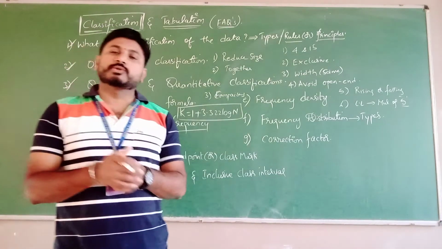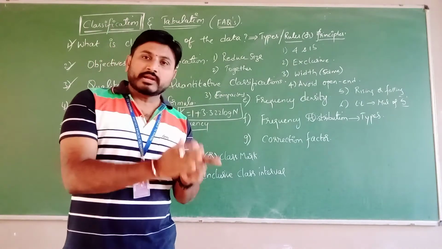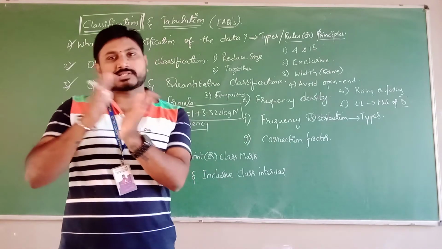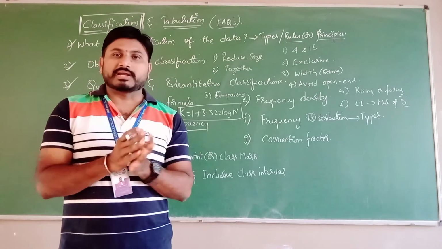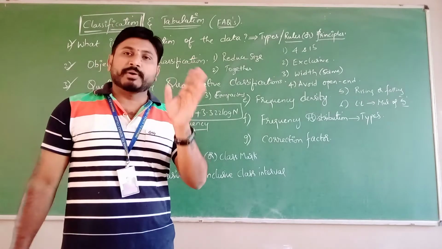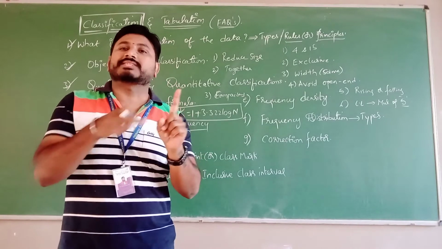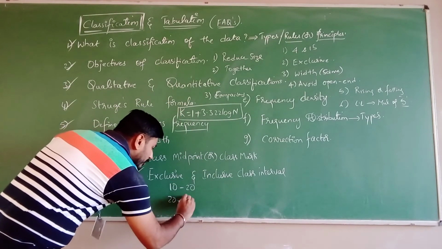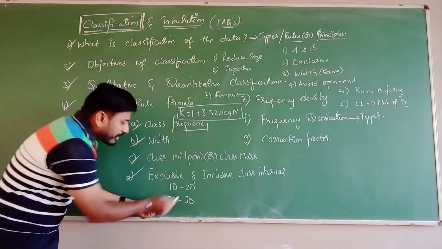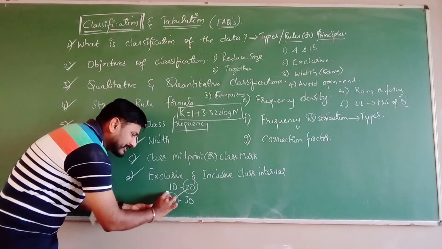What do you mean by exclusive type of class interval? The lower limit is included and the upper limit is excluded and included in the next class. So in the easiest manner, how can we write it? The upper limit of the first class is always equal to the lower limit of the next class. For example, 10 to 20, 20 to 30. Look here, the upper limit of the first class is equal to the lower limit of the next class.